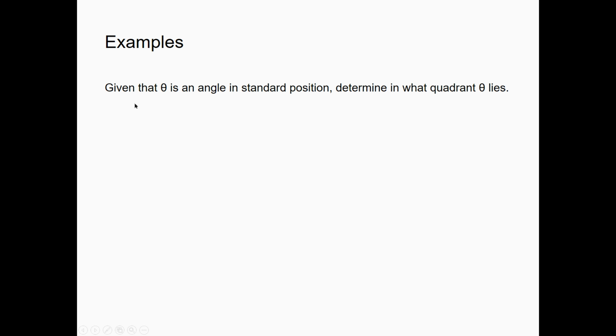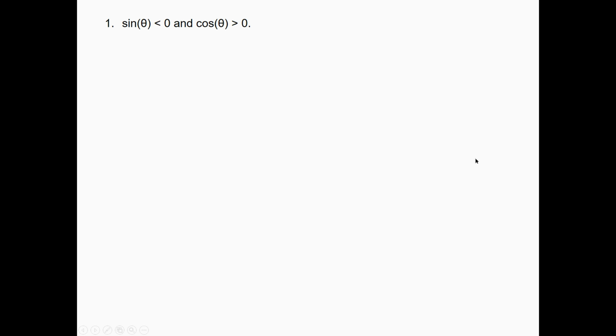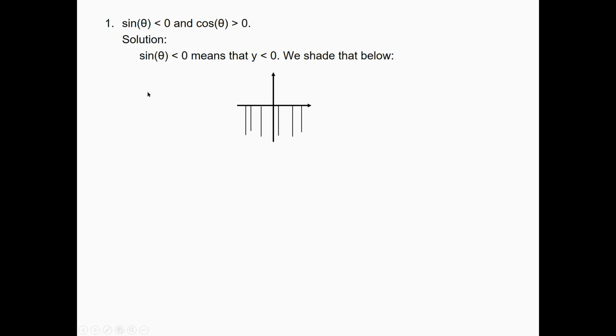Some examples. So given that theta is an angle in standard position, determine in what quadrant theta lies. Again, pictures will help. So the sine of theta is less than 0 and the cosine of theta is greater than 0. Remember, sine goes with y, cosine goes with x. Remember, r, since it's the radius of a circle, is always positive. So sine of theta less than 0 means y is less than 0. So far we know we're down here below the x-axis.